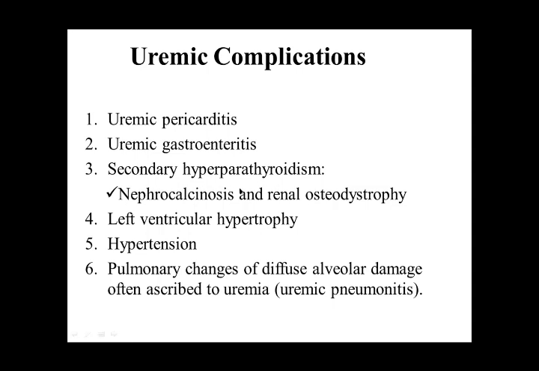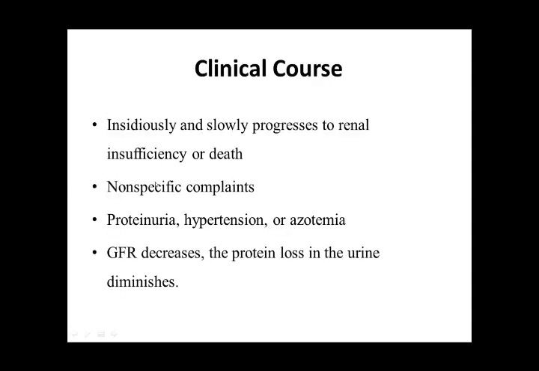Secondary hyperparathyroidism, nephrocalcinosis, renal osteodystrophy, left ventricular hypertrophy, hypertension. Left ventricular hypertrophy is also a feature of hypertension. Pulmonary changes of diffuse alveolar damage are often ascribed to uremia, which is uremic pneumonitis. Pulmonary changes, what are they? Diffuse alveolar damage. Clinical course is insidious and slowly progresses to renal insufficiency and to death.